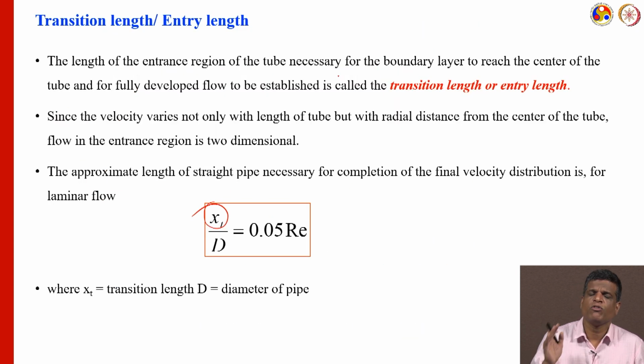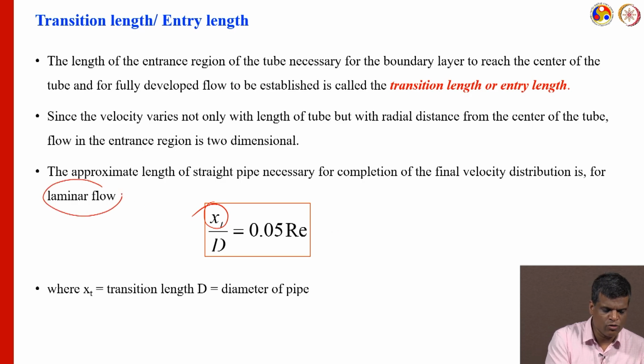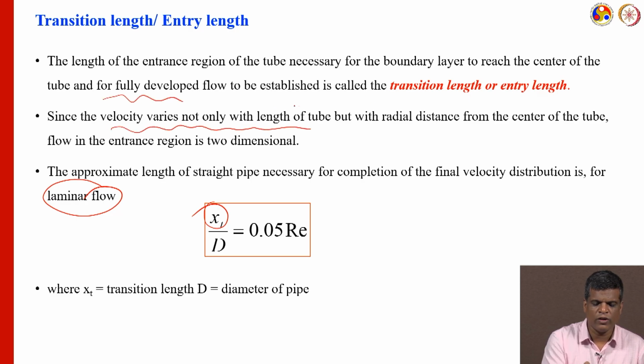So there are two types of flow. One is the laminar flow, another one is the turbulent flow. Here you just see the velocity varies. First we discuss this one. So this is called transition length, or we always say entry length. Both are the same here. Since the velocity varies not only along the tube, but with the radial distance from the center of the tube.